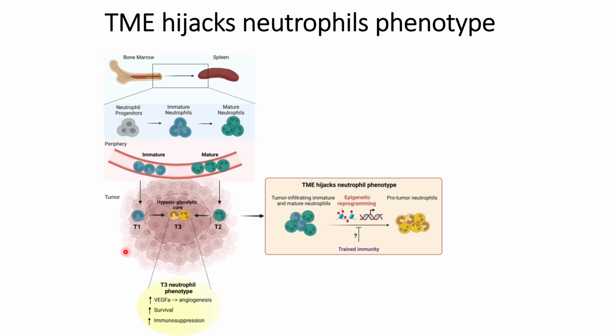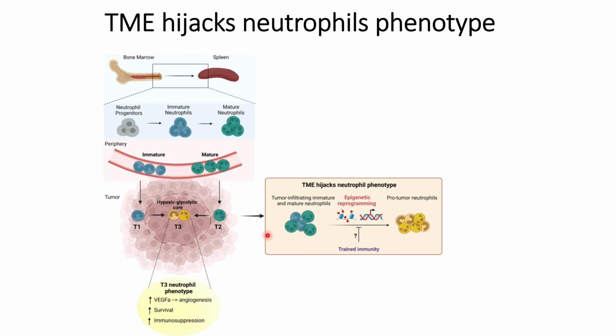What else they are able to see through transcriptomic analysis is that at the periphery they see T1 and T2, both the immature and mature neutrophils. However, in T3 they find a combination of T1 and T2. Along with that, they also see some other changes that give it its own characteristics. So it is not just a combination of T1 and T2, but it also has some different changes in the genes that result in the T3 phenotype, and they call these tumor-associated neutrophils.